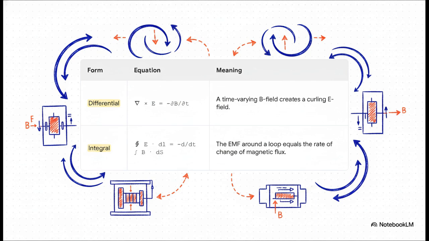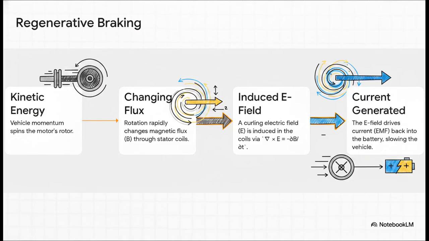This right here, this is the engine of electromagnetism. And you want to see that engine at work? Let's look at a really high-power example, regenerative braking. Okay, so when an EV, or an electric train, starts to brake, its momentum keeps the motor spinning, right? Well, that rotation causes the magnetic flux inside the stator coils to change, and change fast. And that's when Faraday's law just kicks right in.